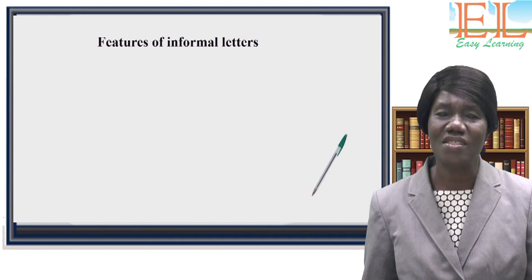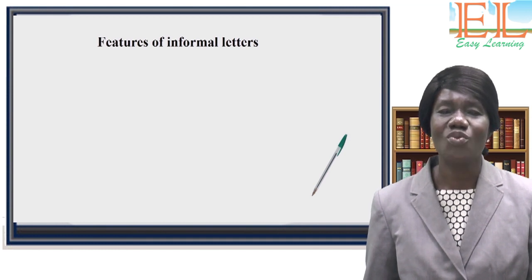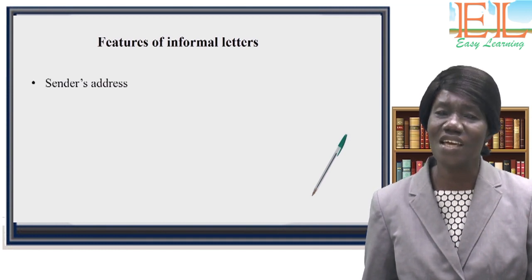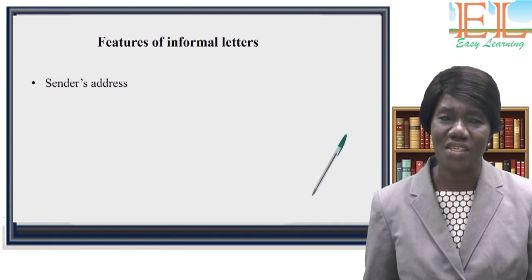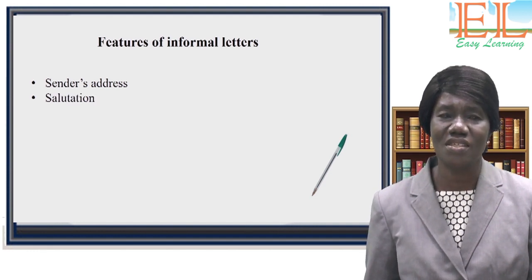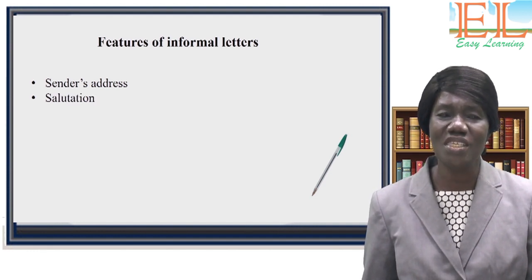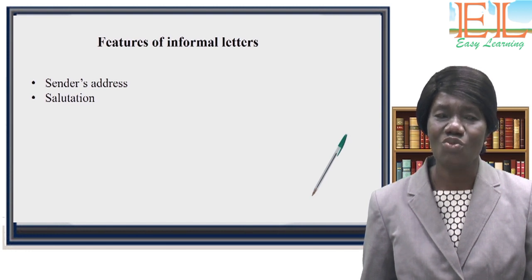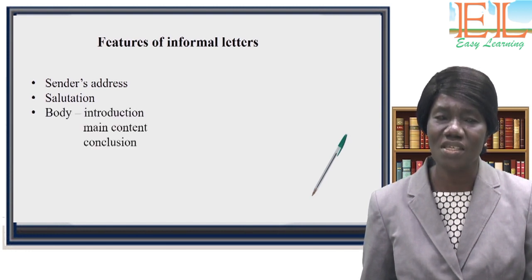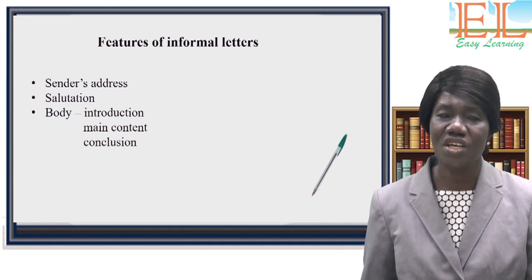Let's look and see the features. Fine. That one also we have the sender's address, the one writing. Then also have salutation. And the salutation should be dear and the first name. We also have the body, introduction, and the introduction should be friendly. You can write what we call pleasantries. You can use contracted form.